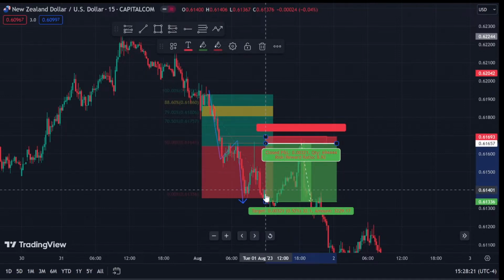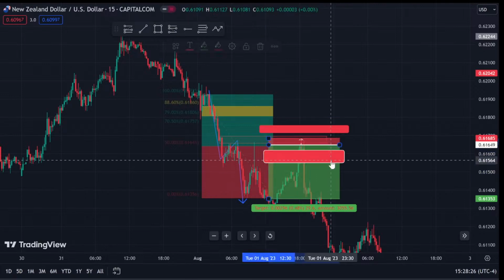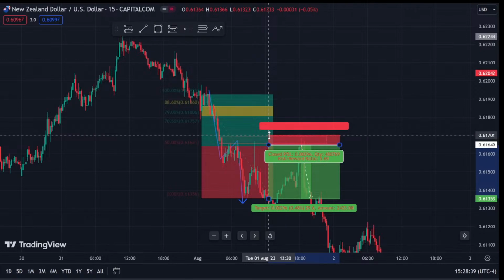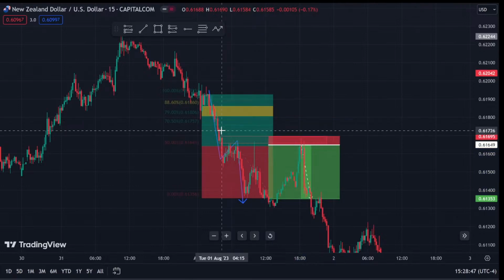This is a 1 to 8 risk to reward. Yeah, because we have entered right here on this supply zone, and then stop loss above there. Why are we putting our stop loss right there? Just to explain, we are putting our stop loss right there because above the stop loss there is imbalance, or what they call a fair value gap.